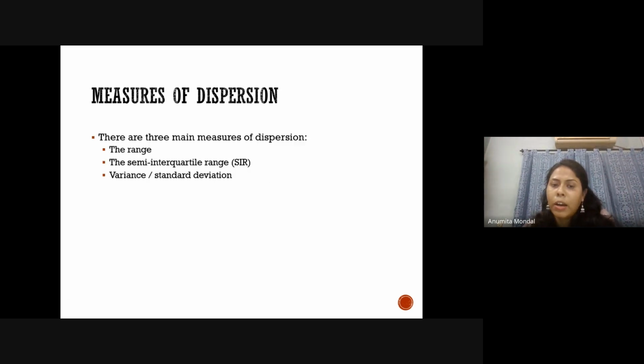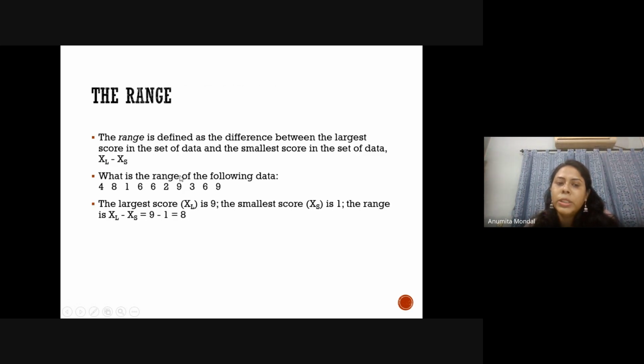Which measures do we use in measures of dispersion? The first one is range, the second is interquartile range, and the last is variance or standard deviation. In range, we take the largest value and the smallest value and subtract them to find the range. In this case, the maximum value is 9 and the smallest value is 1, so your range is 8.